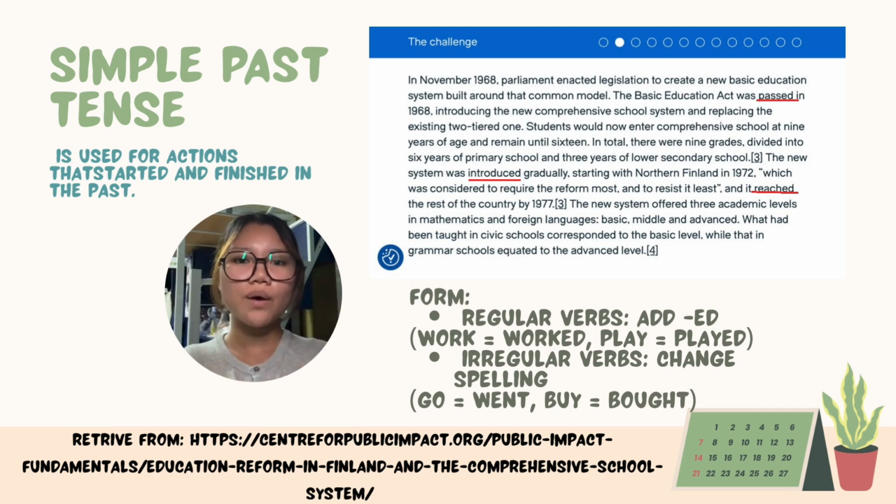Hello everyone, now we are looking at the simple past tense. We use the simple past tense to talk about actions that started and finished in the past.